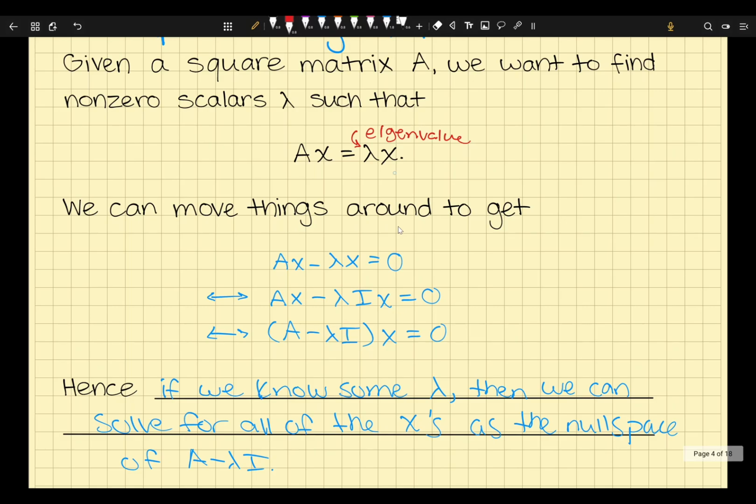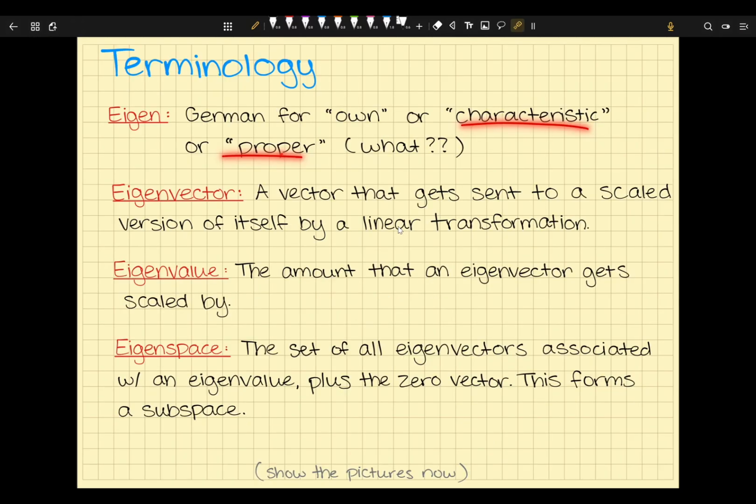I briefly want to talk about some terminology because I at least find it interesting. According to the internet, the word eigen is German for own, characteristic, or proper. Which to me is like, what do these three words have in common? I have no idea. This tells me nothing. This gets me no closer to understanding what eigen means. But so it goes. This is the word that we use.